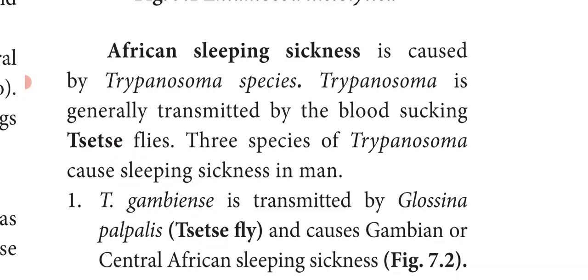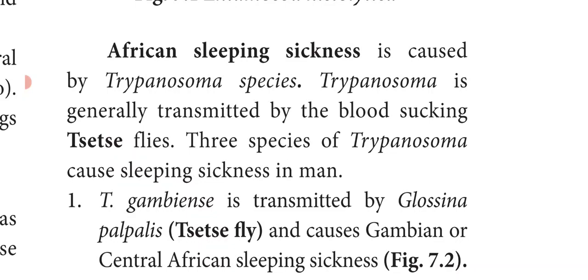So the vector which transmits the parasite Trypanosoma is the tsetse fly. The tsetse fly does not cause the disease; it only transmits the parasite. The main pathogen which causes the disease is Trypanosoma. It is the parasite which is transmitted by the blood-sucking tsetse flies. These tsetse flies, like mosquitoes, suck the blood of humans, and while sucking the blood, they transmit this particular parasite.